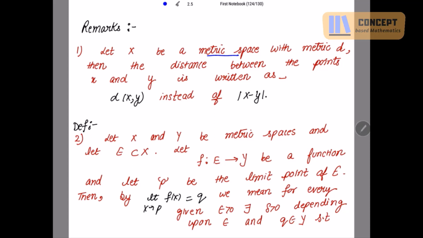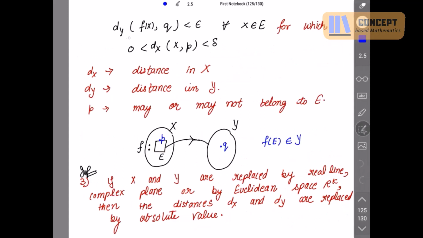What we will be having, such that d_Y(f(x), q) less than epsilon for all x belonging to E, for which d_X(x, p) is less than delta and also greater than 0. What does this d_Y mean? This means distance in Y between these 2 points f(x) and q, and d_X means distances in X, taking the points of X. So d_X is the distance in X and d_Y is the distance in Y, and p may or may not belong to E. See, this is your metric space X and this is Y.